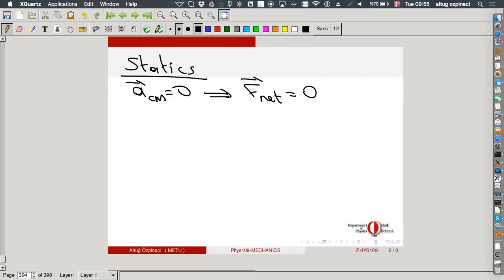Just imagine you want to take a bridge. You wouldn't like to take a bridge that is accelerating away from you. Or you wouldn't like to take a bridge that is constantly rotating. So if it is not rotating, if the angular velocity is always 0, then the angular acceleration will be 0. If the angular acceleration is always 0, that means the net torque acting on the object is 0. So these are the two conditions that an object should satisfy if it is to be static.